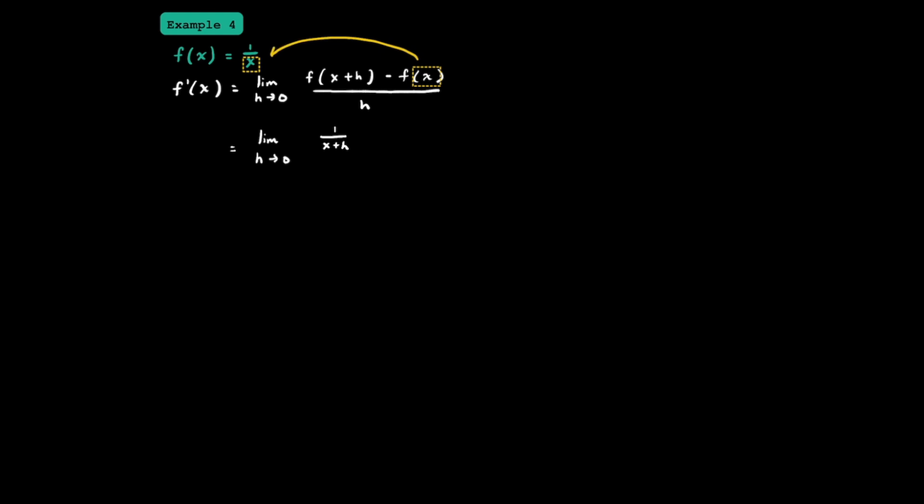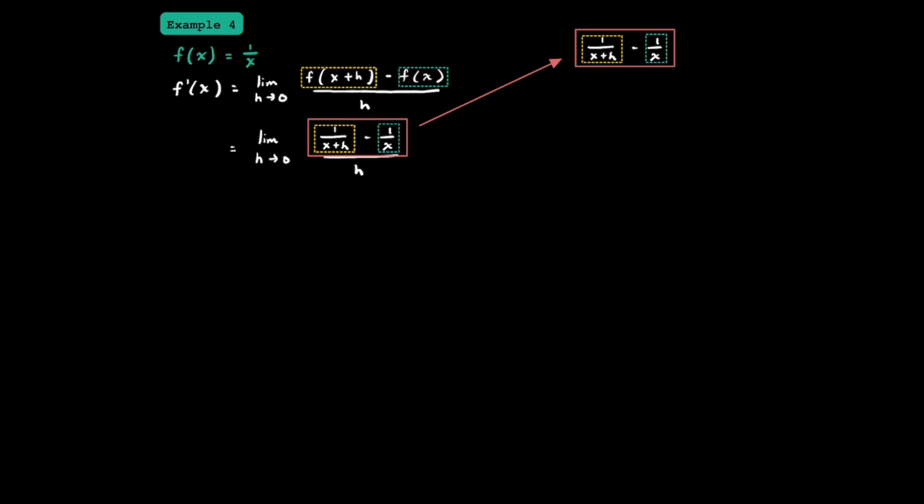And as usual for f of x, it's just going to stay the same. We're just going to be subtracting 1 over x here. All of this is going to be over h. Now let's simplify the numerator. Since we have a pretty complicated rational expression, I'm going to rewrite the numerator here on the side to simplify it. To subtract or combine these rational expressions, we're going to have to find the LCD.